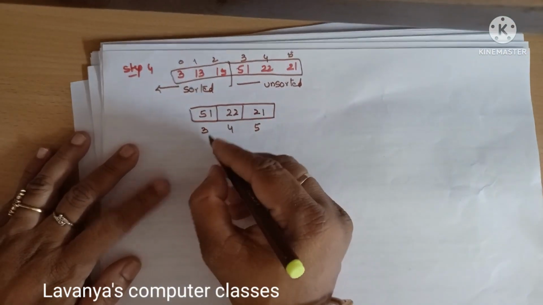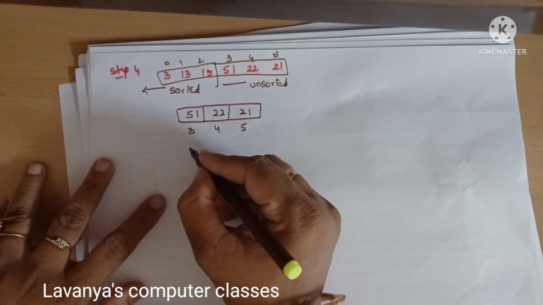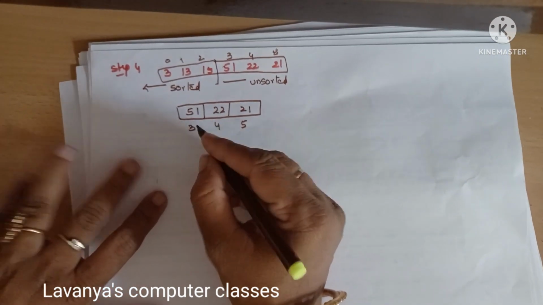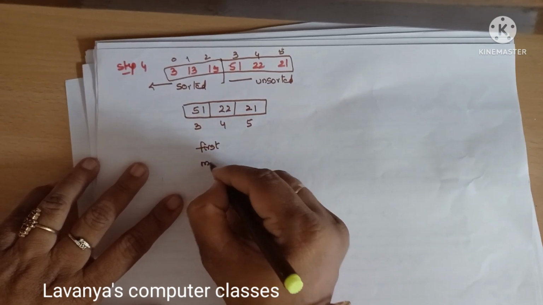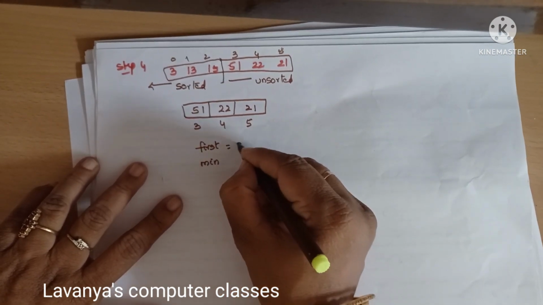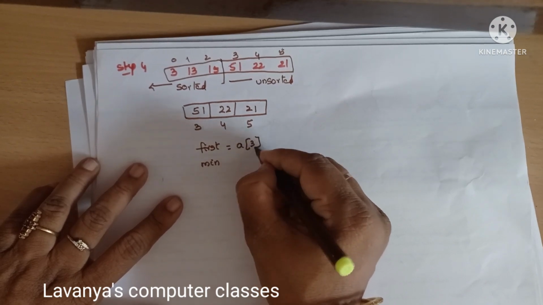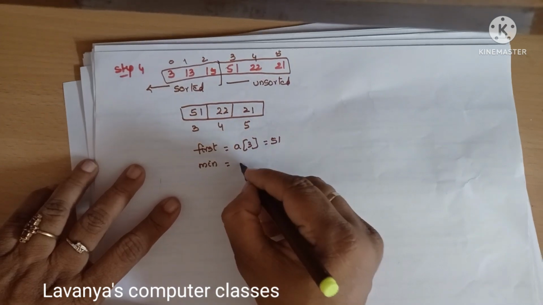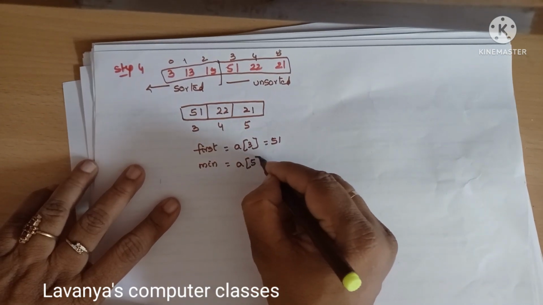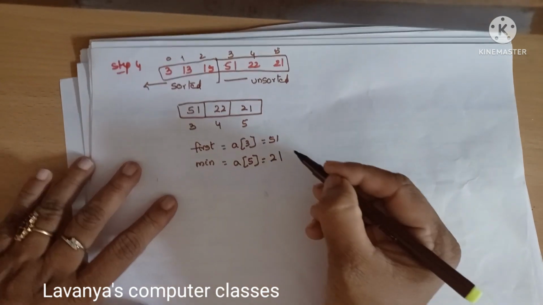Again the same procedure. What is the same procedure? In selection sort, in the name only it is there, you have to select. What do we have to select? We have to select the first element and then the minimum element. In this, which one is the first element? That is in the A of 3 position. The value is 51. Which one is the minimum element? The minimum element is in the 5th position. That value is 21.